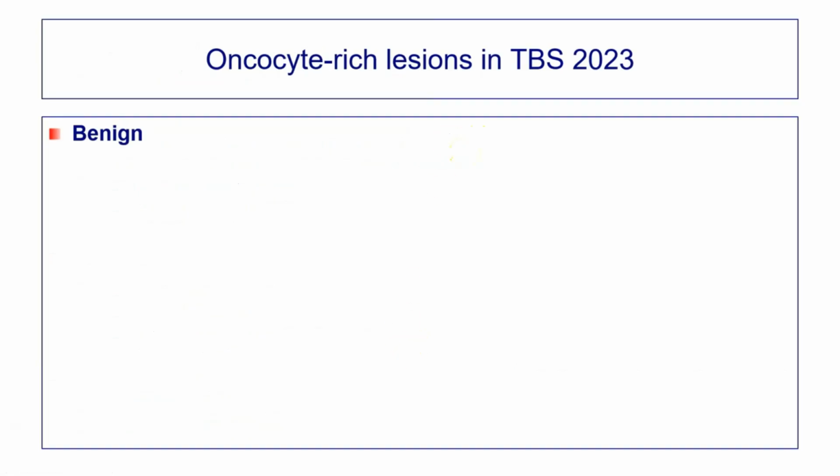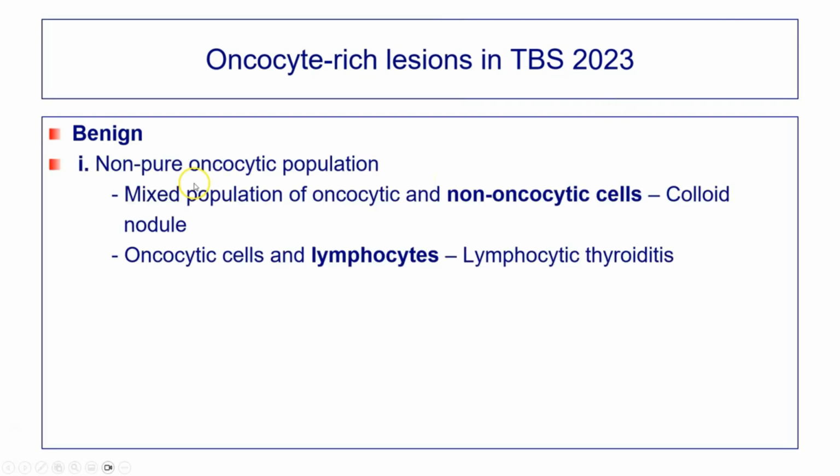Now, when we look at oncocyte-rich lesions in the context of the Bethesda system, they can fall into several categories. First of all, benign. And usually this will be a mixed oncocytic population. We can see oncocytic and non-oncocytic cells, as I mentioned, for example, a colloid nodule, or we can see oncocytic cells together with lymphocytes in the context of lymphocytic or Hashimoto thyroiditis.